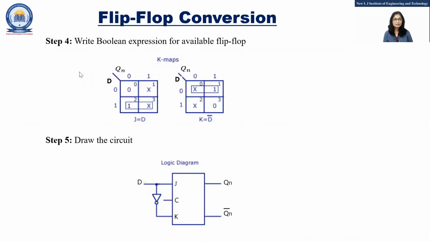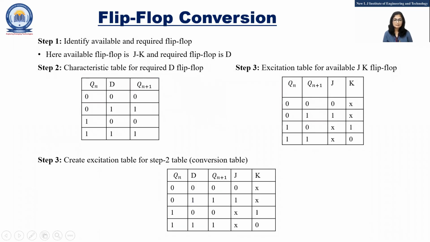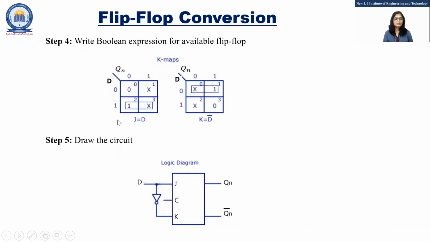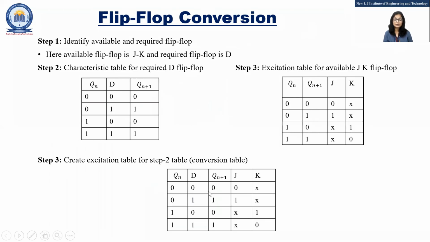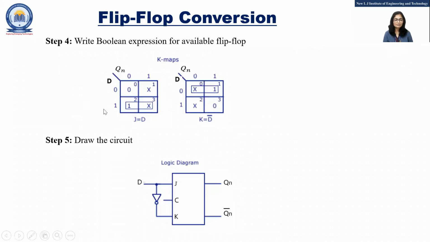In step 4, what we have to do? We have to draw the K-map for these outputs, J and K. So we will draw the K-map separately for J and K. Here you can see the K-map for J, and this is the K-map for the K output. But you have to remember that you have to consider these 2 inputs only. Don't consider Qn plus 1. Here you can see D and Qn. We are not considering Qn plus 1 here, means the present state we are not considering in this K-map.